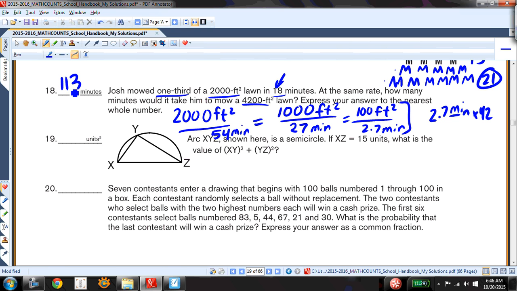The arc XYZ shown here is a semicircle. If XZ equals 15 units, what is the value of XY squared plus YZ squared? All right, so first of all, I have a triangle inscribed inside of this semicircle. And what you need to know is that for a triangle inscribed inside a semicircle, this angle will always be 90 degrees. That will always be a right triangle. And it doesn't matter how you inscribe it, as long as you start here and end here. For example, if I draw a triangle like this, this triangle is also a right triangle.